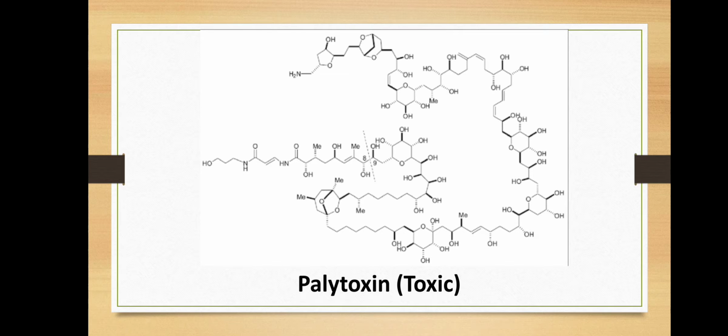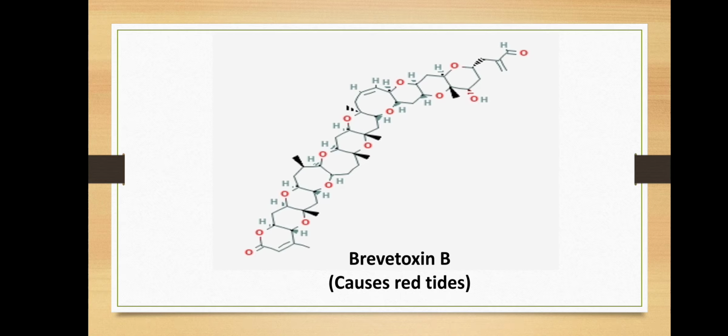Now look at this. What a huge molecule! This is Palytoxin, one of the most toxic compounds ever known, requiring only about 0.15 microgram per kg for death by injection. And this is Brevetoxin B. It actually causes red tides around the coasts of the Gulf of Mexico. Now let's move on to the next slide.